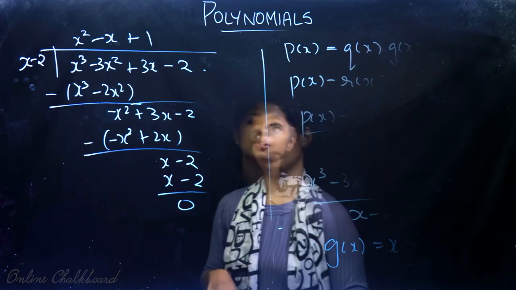This is the answer. So friends, with this we come to the end of polynomials. We learned how to represent zeros of a polynomial on a graph, and we understood the relation between zeros of the polynomial and the coefficients, and then we learned the division algorithm of polynomials, and we did many problems to practice.